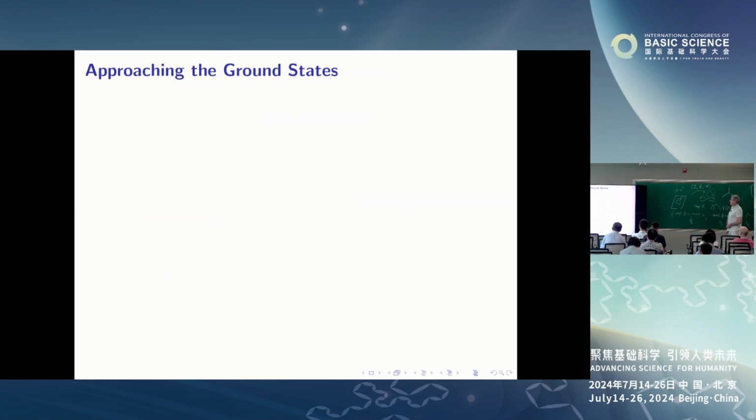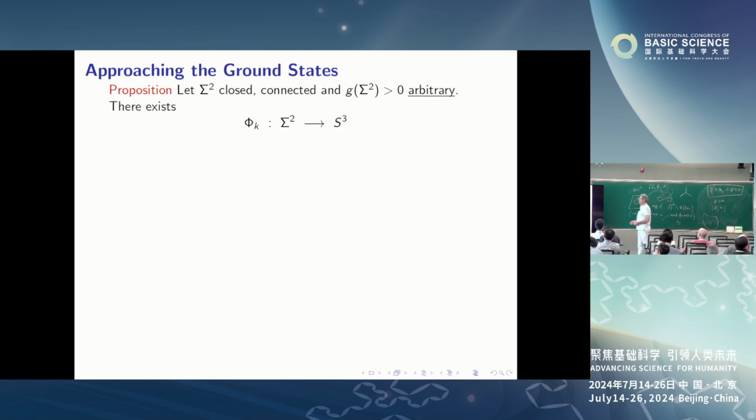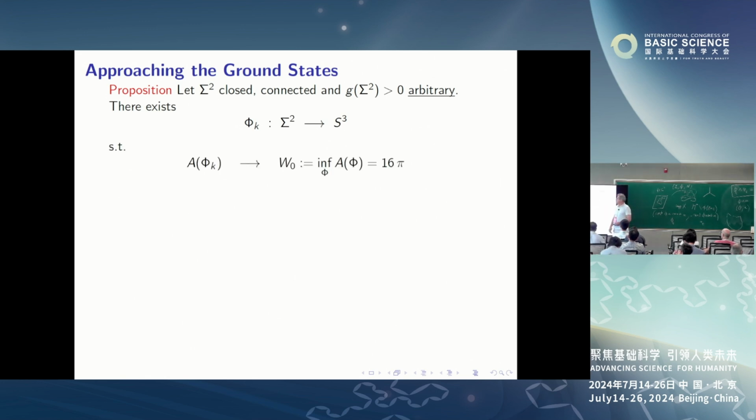So now, what's happening when you approach the ground state? So what we did is that, first of all, we proved that you can approach the ground state with any genus. So I'll show you an example. So sigma 2 is an arbitrary genus, and you can, with A, reach the 16 pi. I give you an example.